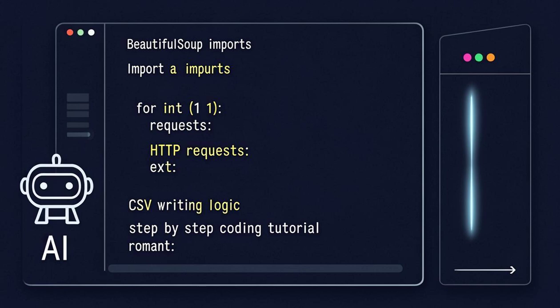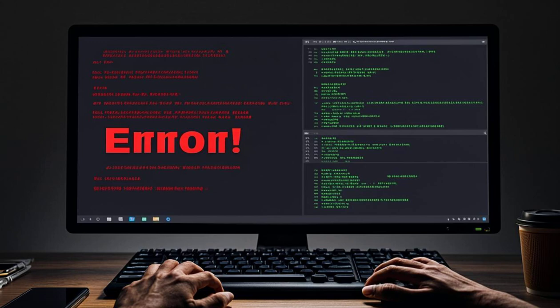Step 3. Debugging and fixing errors. Now here is where Claude really earns its keep. When you run the code and hit an error, and trust me, you will, just copy the error message and paste it back into Claude. Let me show you a real example. Say you get a connection timeout error.